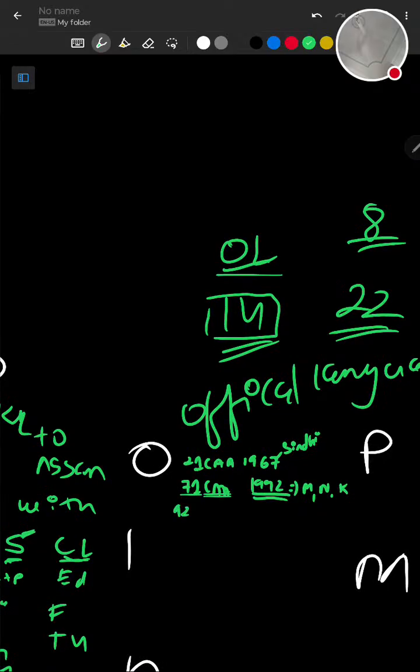Now the 92nd Constitution Amendment Act of 2003, which involved BDMS. So Bodo, Dogri, Maithili, Santhali. Okay, so these are the things here.